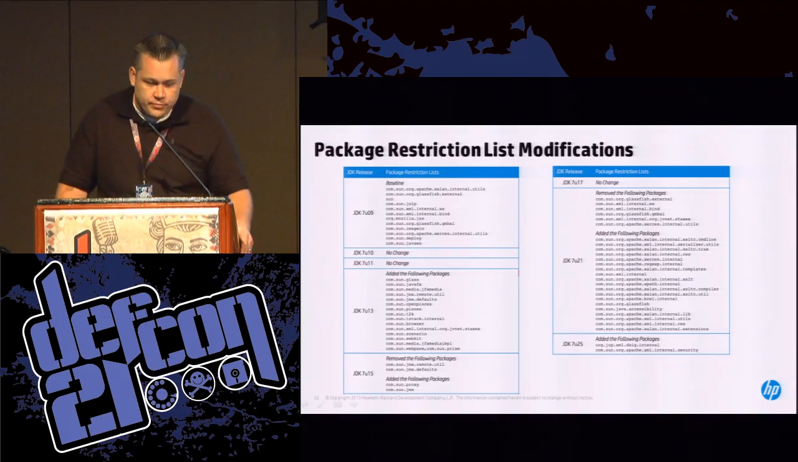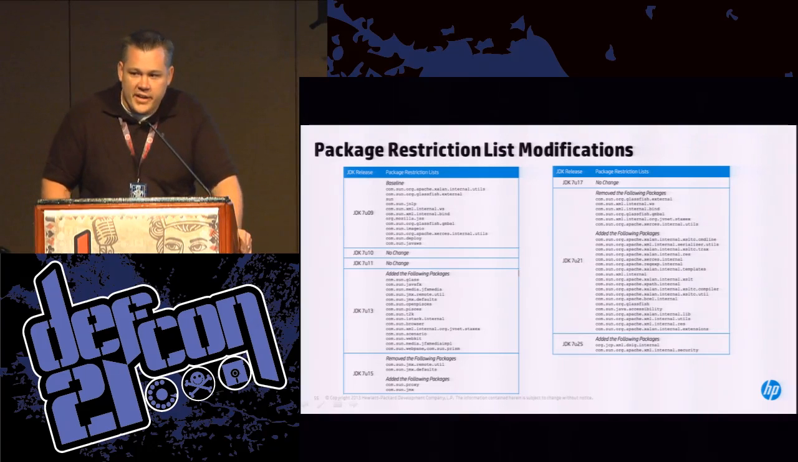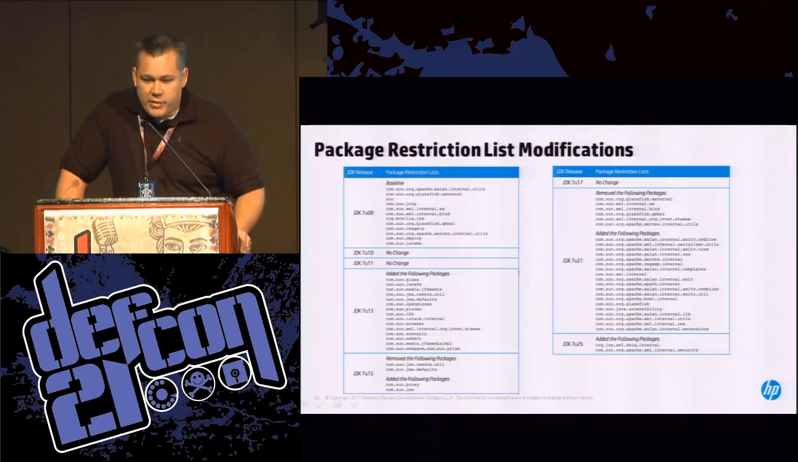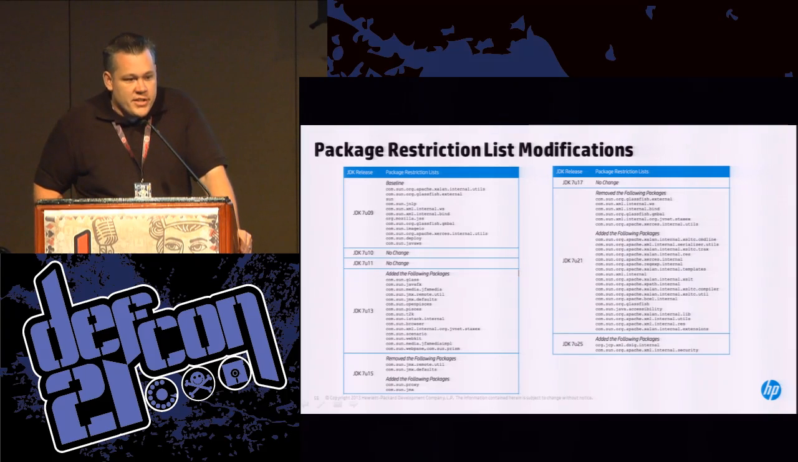In U15 you see that they actually remove packages, which is kind of strange, but what they're actually doing is removing lower level packages and adding higher level packages. And so you see that com.sun.jmx.remote.util was removed and com.sun.jmx was added. So they're further tightening the available packages that an applet can get to. In U21 they made a lot of changes, you see there, but the same sort of thing, removing lower level packages and adding more packages.